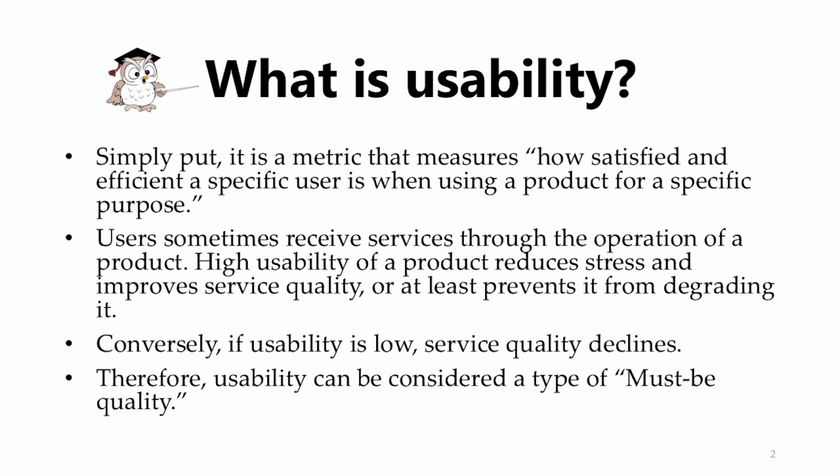What is usability? Simply put, it is a metric that measures how satisfied and efficient a specific user is when using a product for a specific purpose. Users sometimes receive services through the operation of a product. High usability of a product reduces stress and improves service quality, or at least prevents it from degrading. Conversely, if usability is low, service quality declines. Therefore, usability can be considered a type of must-be quality.